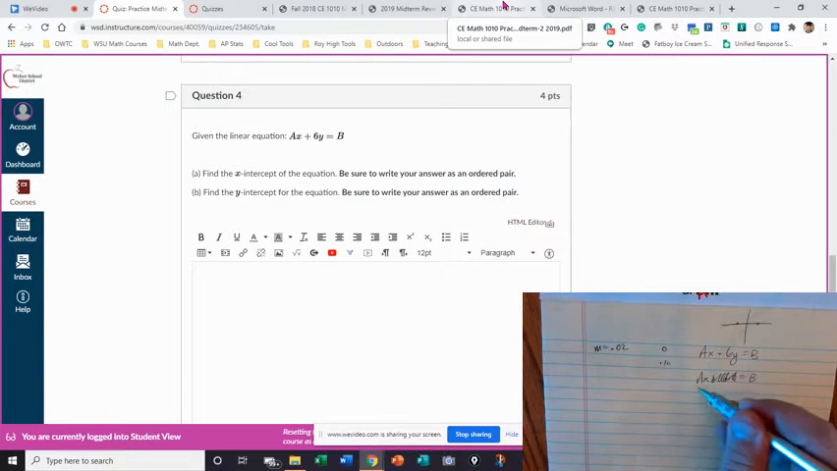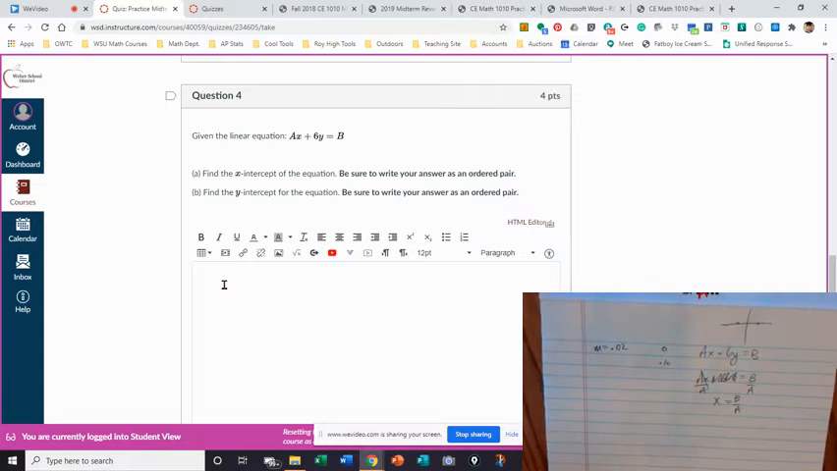So I'm going to divide by a on each side. I get x equals b over a. So my x-intercept is b over a, 0.